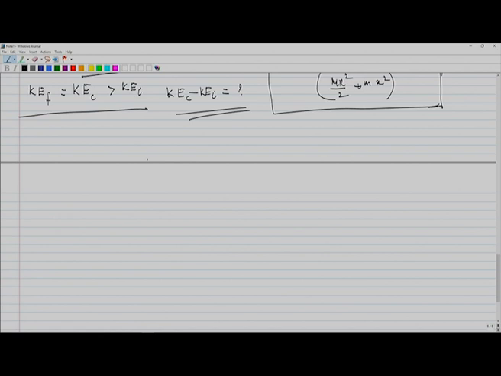Now we will move on to the next topic. Next topic is rotation, rolling, and slipping.